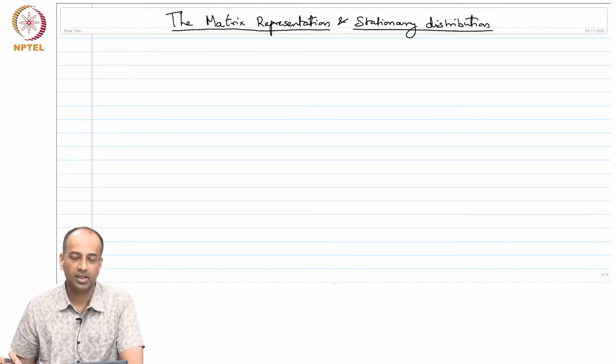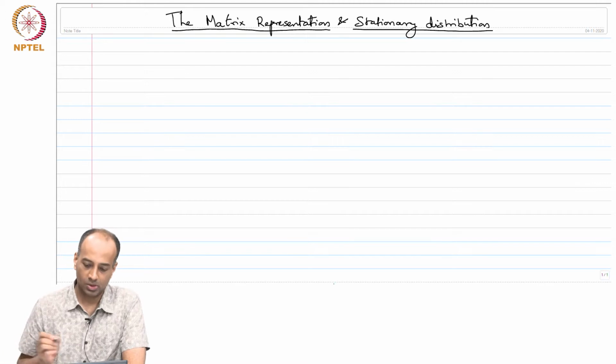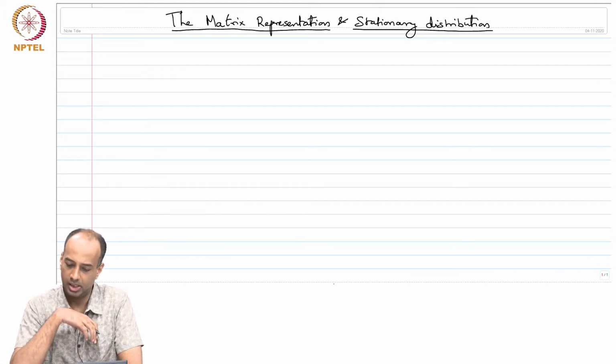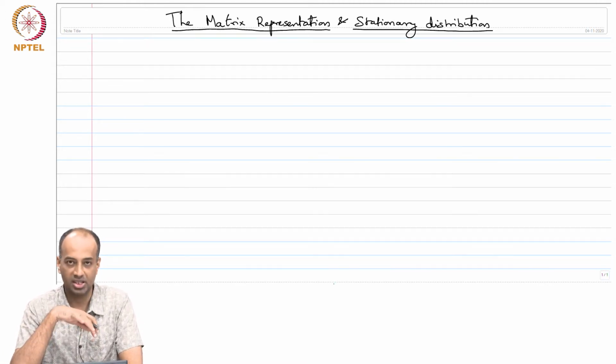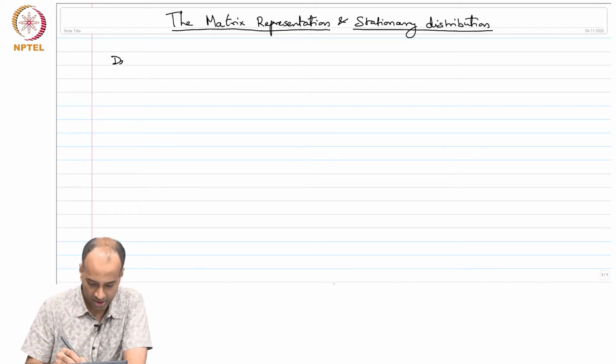Welcome back. Yesterday we discussed the classification of states into recurrent and transient states or recurrent classes and transient classes, and also into periodic and aperiodic states and periodic and aperiodic classes. Okay. So, today we will discuss the matrix representation and stationary distribution. Before that, I want to make an important definition.